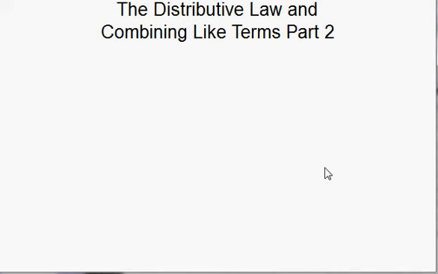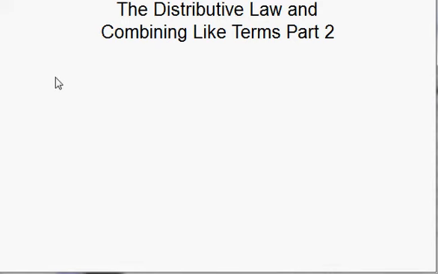Okay, hello everybody. This is part 2 of the distributive law and combining like terms. So Bonnie, are you ready to learn from this lesson? Yeah. Okay, great. So last time we talked about numbers, variables, terms, and expressions. And if you don't know the difference between those, go back to part 1.